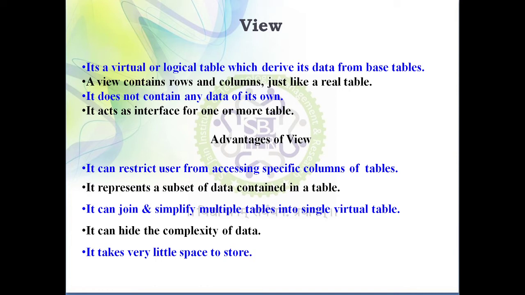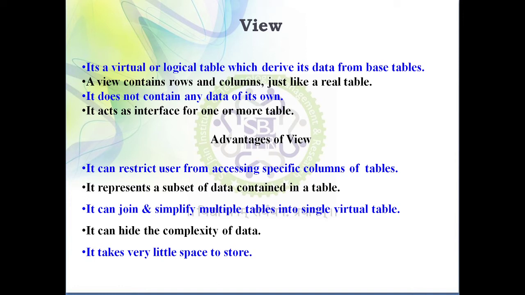Now next is, what are the benefits of views? It can restrict the user from accessing specific columns. As I told you, suppose in my table 10 attributes are there, I can give access to only a few attributes. Then it represents a subset of data contained in the table. That means out of the 10 I am giving the user access to only 3 attributes. That means I can say that it is a subtable. Then it can join and simplify multiple tables into a single virtual table. That means I will create a single interface to which a number of tables can be backed.